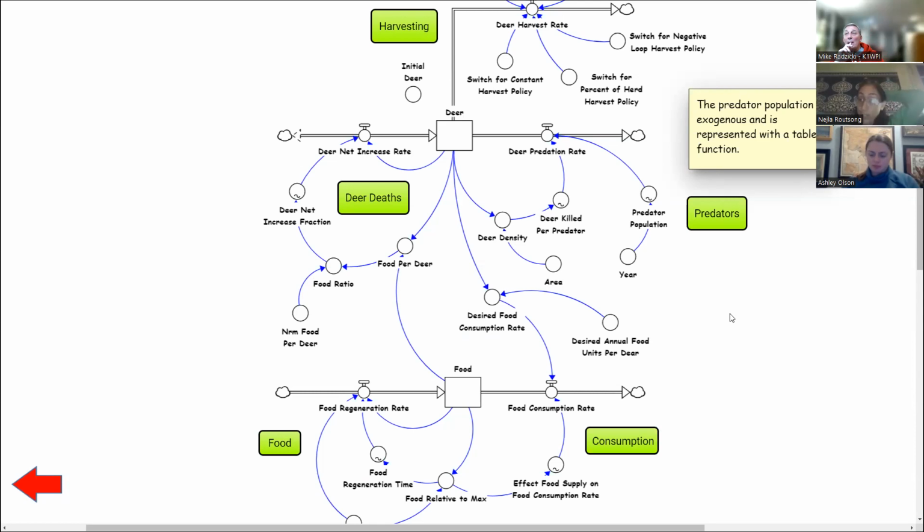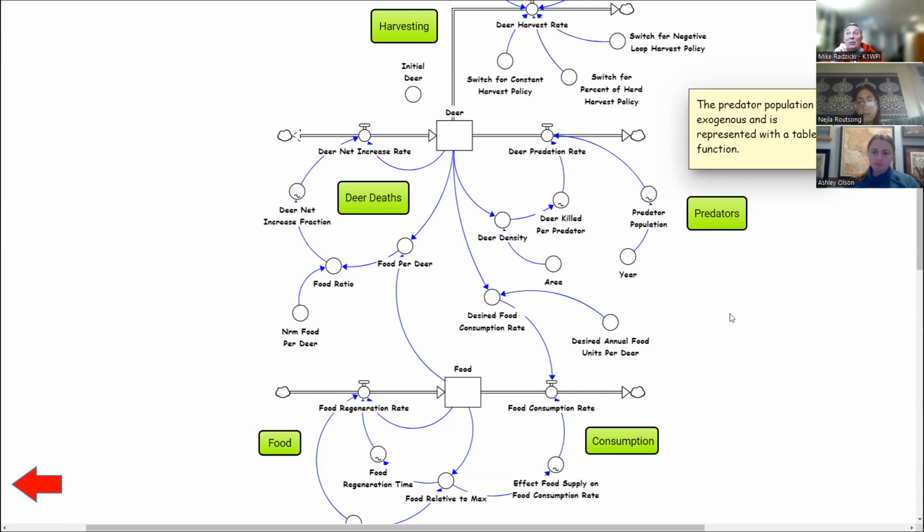Sorry, I have a question. Could you remind me of why the predator population is exogenous? Oh, it's exogenous to the problem, right? To the problem of the deer population collapsing. Exactly right. Yeah.